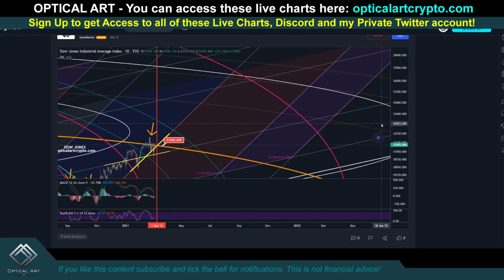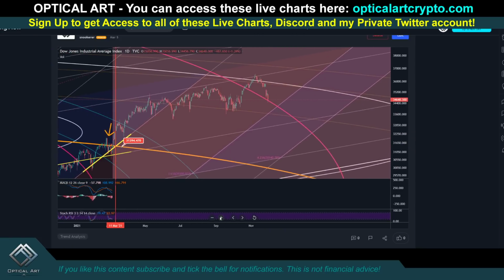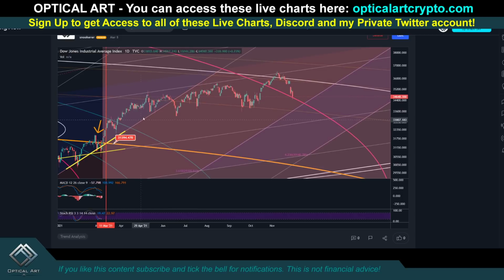So I'm going to show you the published chart here. I'm going to hit play, and you can see what happened. Let me zoom in a bit. So look, that's the line I was talking about. We broke this line, we came down.